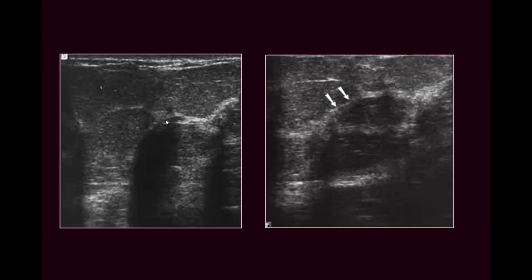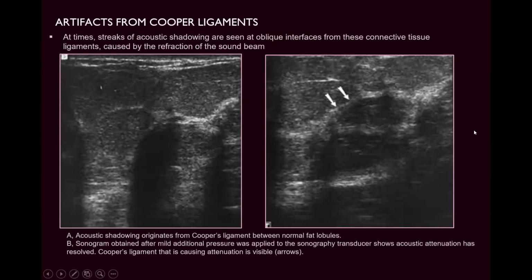If you look here, you can see more shadowing. And in the other image, the shadowing is resolving, with less shadowing than this one. And at least here we can see an obliquely oriented Cooper ligament. So this is acoustic shadowing from Cooper ligaments.